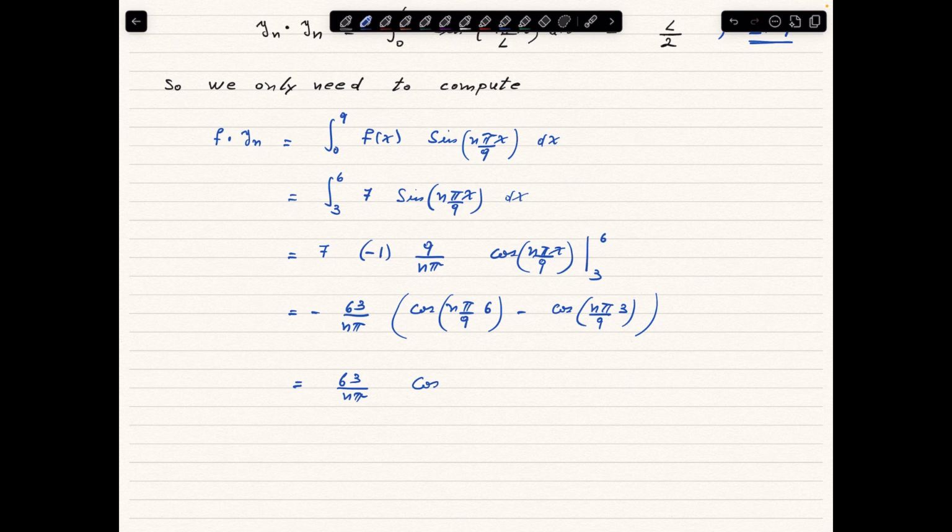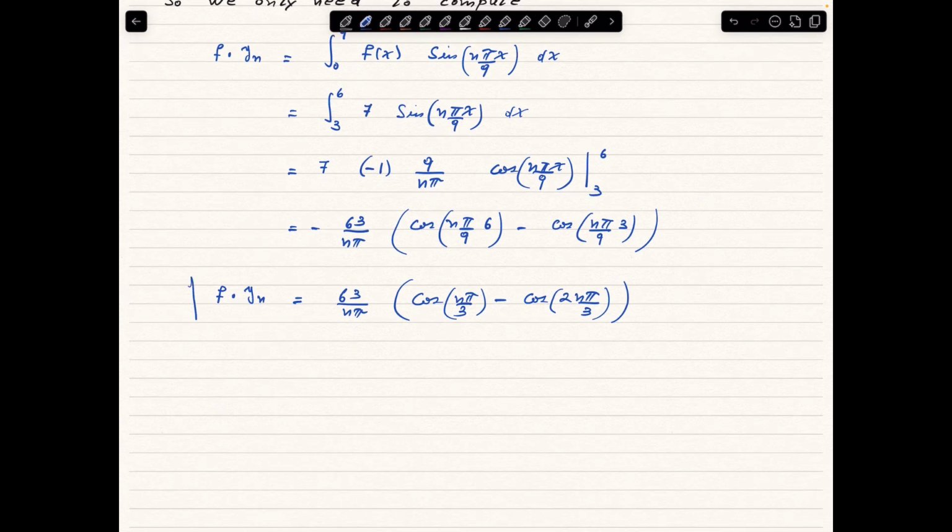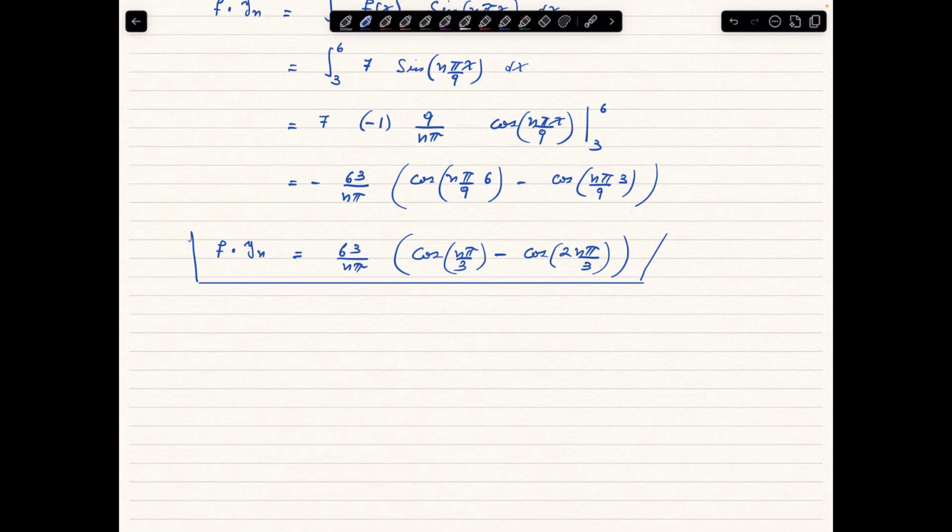Then we are going to have the cosine of n pi over 3 minus the cosine of 2n pi over 3. There's nothing much we can do, so this is how this inner product looks. And what do we do now? Well, we recall that yn dot yn in this case is 9 over 2.